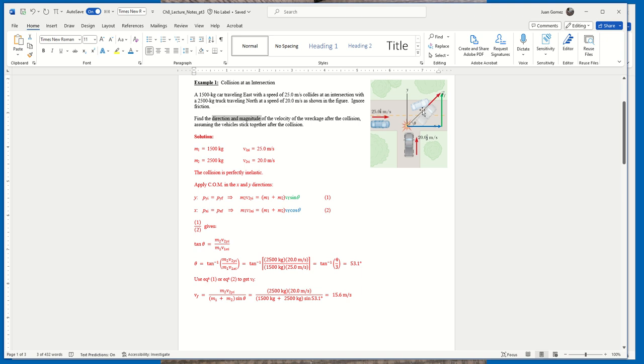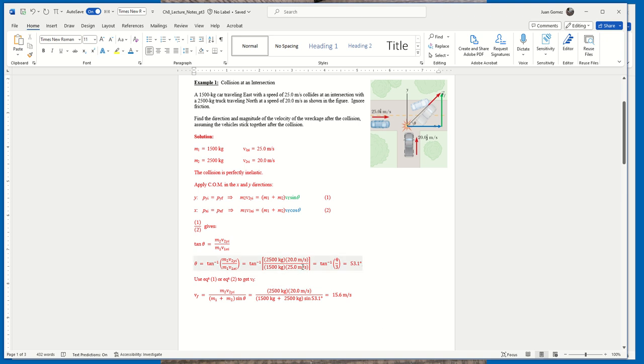We can see that Vf is in quadrant 1, but when I say direction, I want the angle. That's why I did this. When I take equation 1 divided by 2, the terms in parentheses cancel, the Vfs cancel, and sine divided by cosine is tangent. On the other side, you just have M2 V2yi divided by M1 V1xi. If tan theta is this, then theta is simply the inverse tan, or arctan, of M2 V2yi over M1 V1xi.